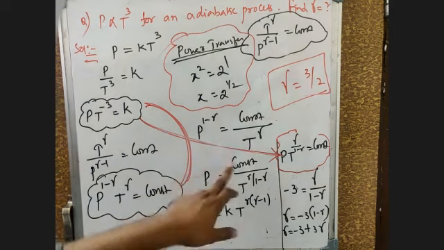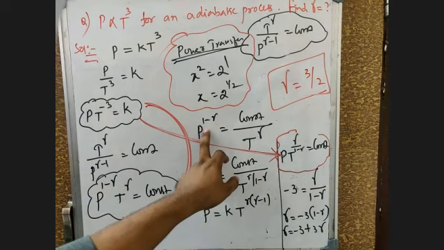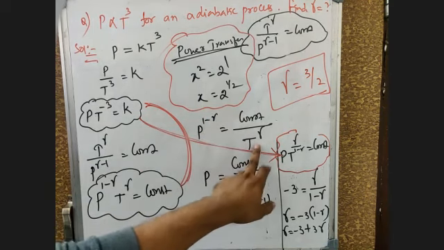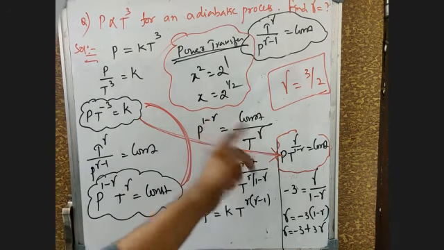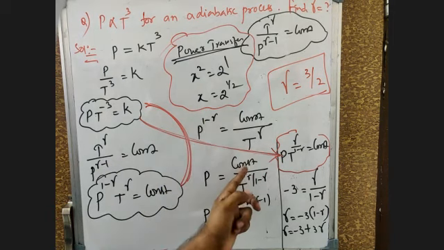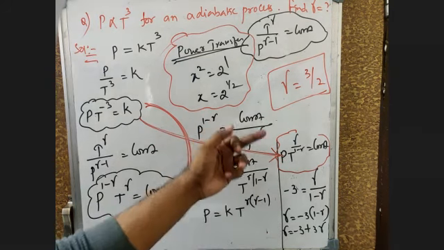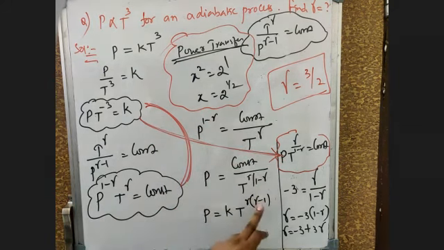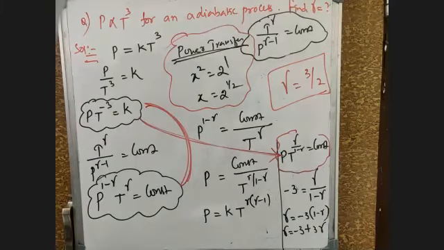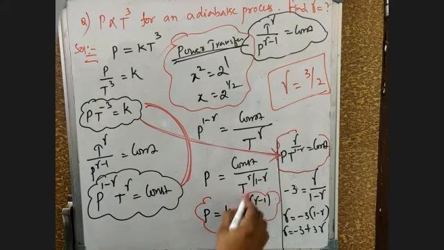Isn't it? So from this one I got right now P to the power of 1 minus gamma is equals to constant divided by T to the power of gamma. I am transferring the power here. So this will become constant divided by T to the power of gamma divided by 1 minus gamma. If I am taking this T above, this will become negative. If I am removing that negative, in place of 1 minus gamma, I can write that one as gamma minus 1. So ultimately what I got right now, P is equals to k into T to the power of gamma into gamma minus 1.